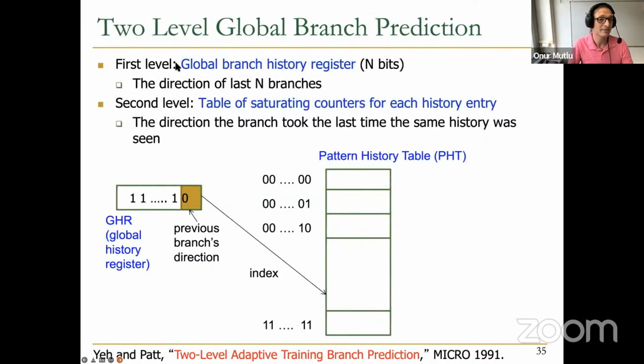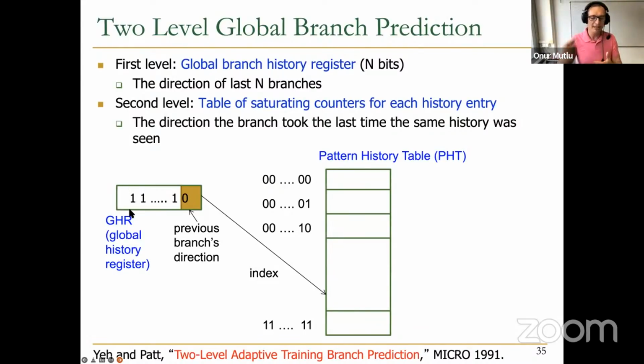It's very simple. As I said, the first level is the global branch history register, of m bits. This is the direction the last n branches went, encoded with a single bit per branch. You can see it could be 16 bits, for example. Then the pattern history table is 2 to the 16 entries. The second level is this pattern history table. This is a table of saturating counters for each history entry. This is the direction the branch took the last time the same history was seen, observed by the processor. And you can see the global history register looks like this. The last bit over here is the youngest bit, meaning this is the immediately previous branch's direction. The next one is the branch before that. And if you go back in the history, this is the 16th previous branch's execution.